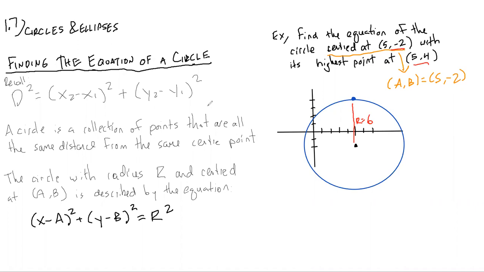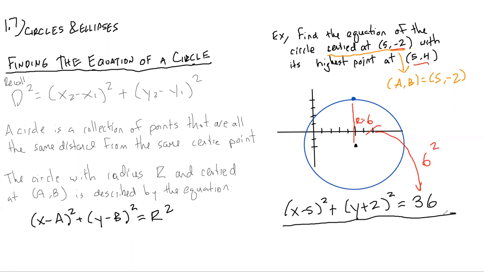But yeah, we have (a, b), so we're going to put it together. x minus 5 squared plus y minus -2, so plus 2 squared equals 6 squared, 36. And that's our equation of the circle. Up next we will just go in reverse, so drawing a circle from the equation. It's basically just going backwards. There's nothing really tricky with that.